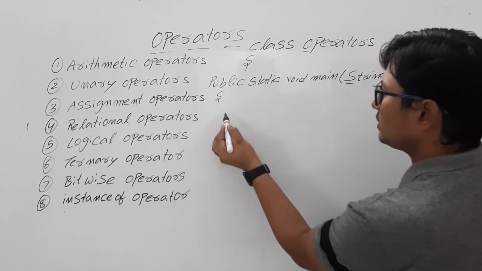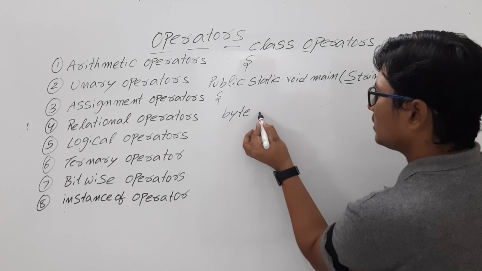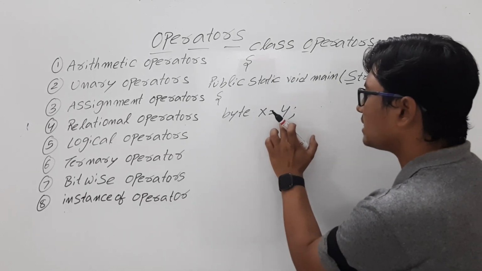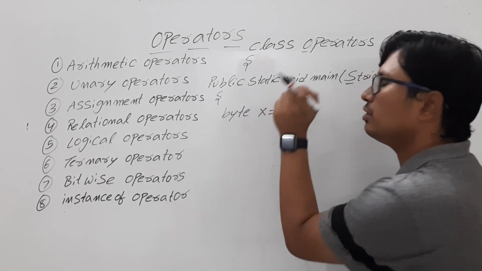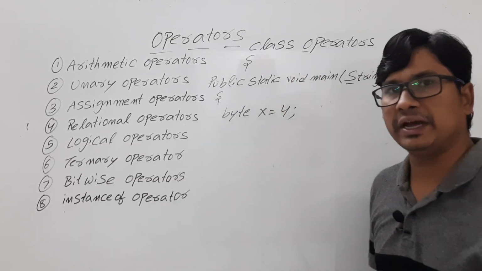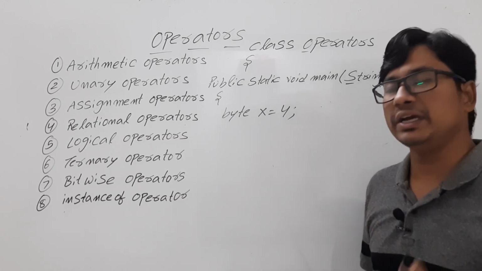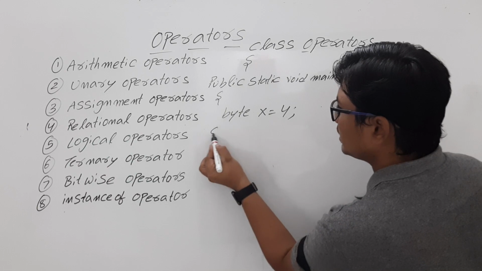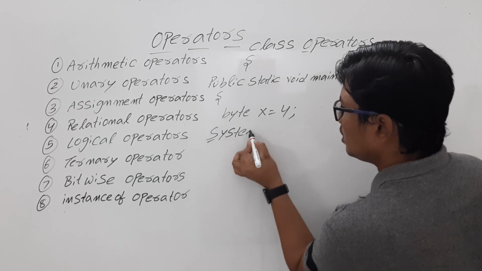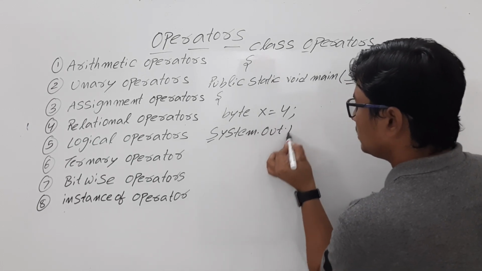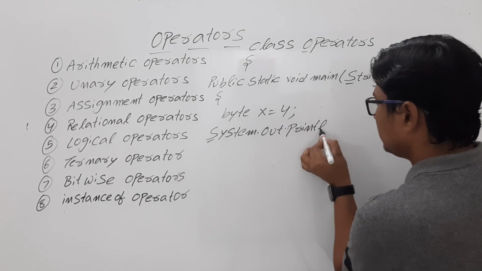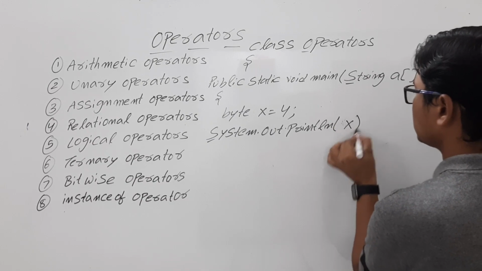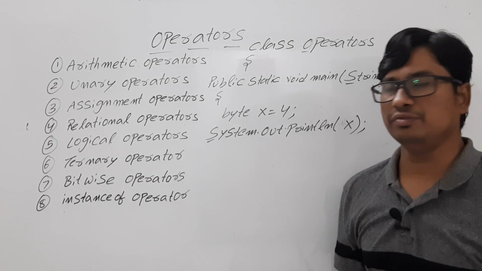Then let's take byte x is equal to 4. The meaning is that you are assigning the constant 4 to the variable x, whose data type is byte. So it will allocate 1 byte of memory, which is nothing but 8 bits. Now if you write System.out.println and simply x, then it will produce the output as 4 for you.